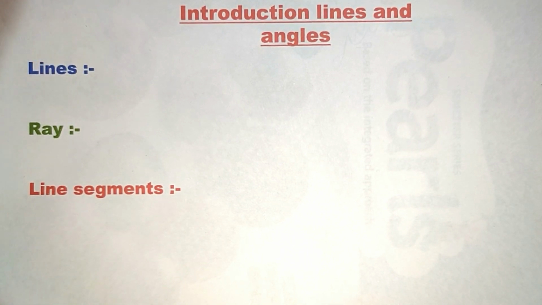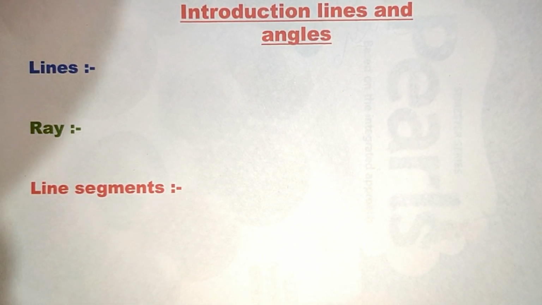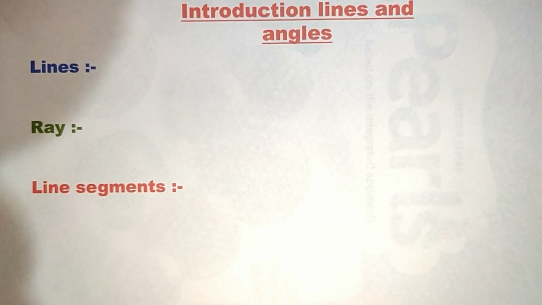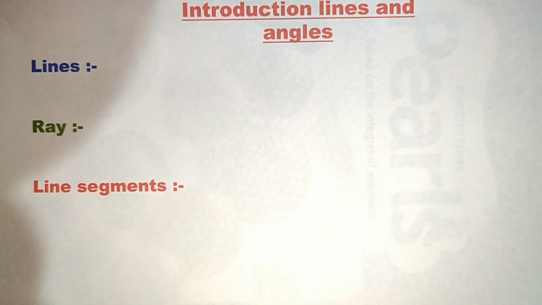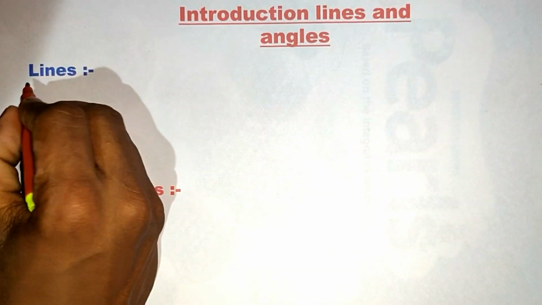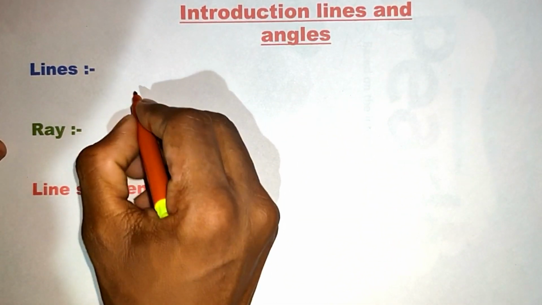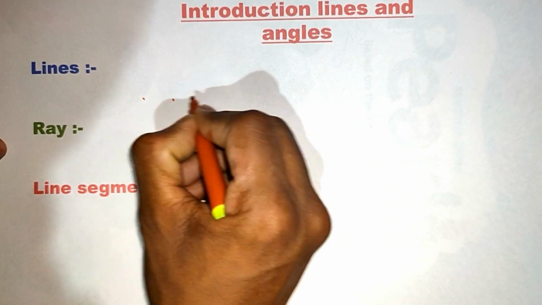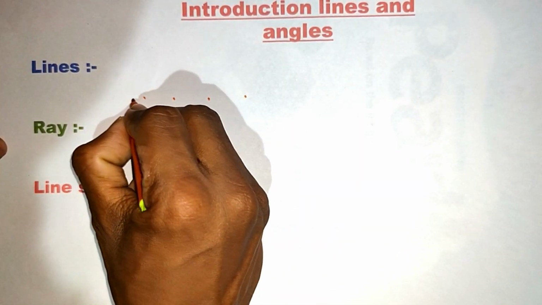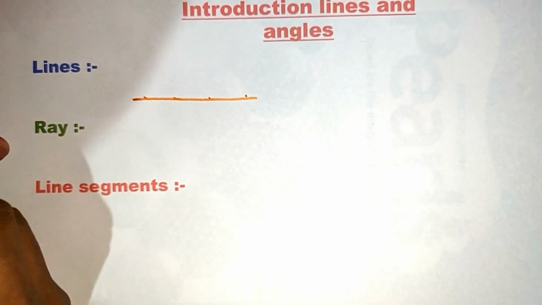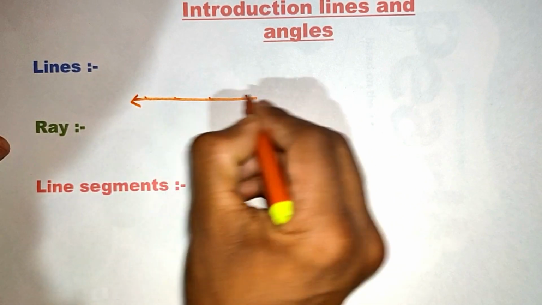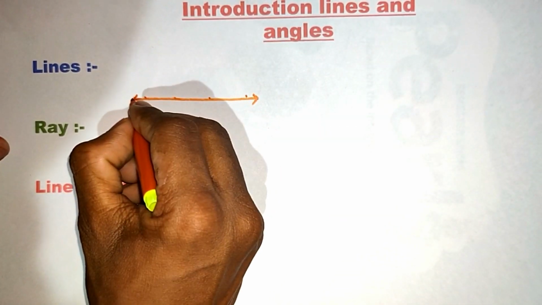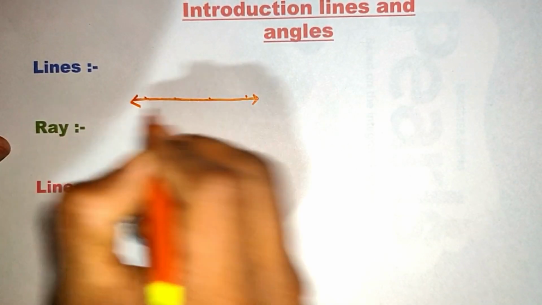Welcome all. In this video, we are going to discuss chapter 6 of class 9 mathematics book, that is introduction of line and angle. Line. What is line? If I draw some collinear points and join them, this will become a line. A line has two ending points. This is one ending point and this is one ending point.